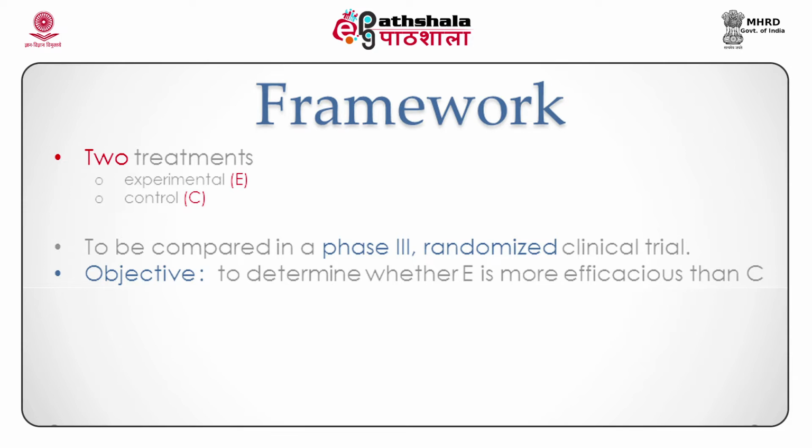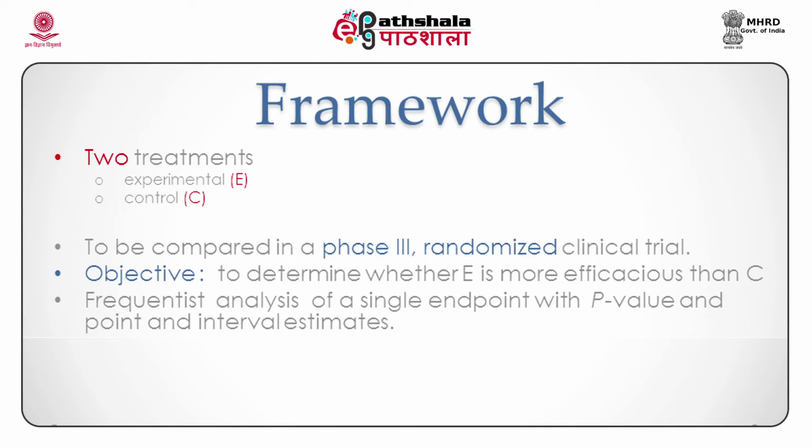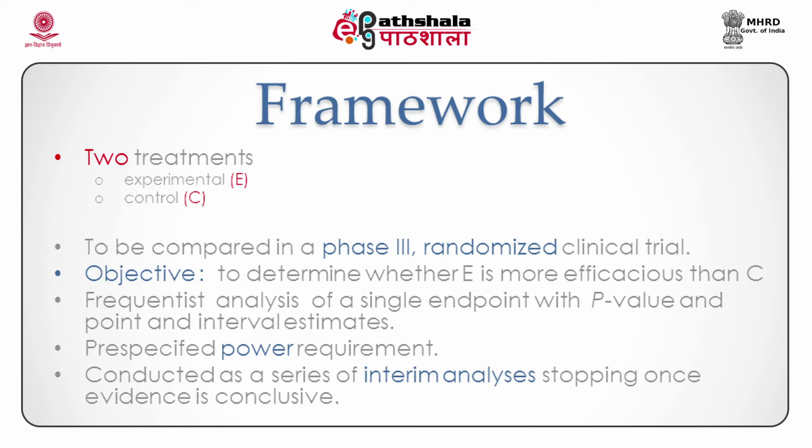In this paper, we shall focus on frequentist analysis and try to arrive at a p-value and point and interval estimates of the advantage which E has over C. The procedure here will be derived so as to satisfy some pre-specified power requirement, and the design of the trial will be conducted as a series of interim analyses. Interim analysis, of course, means that the data is to be analyzed at several time points in between the start and the conclusion of the trial, and we shall spend more time on the implications and necessity of interim analysis in our next module.